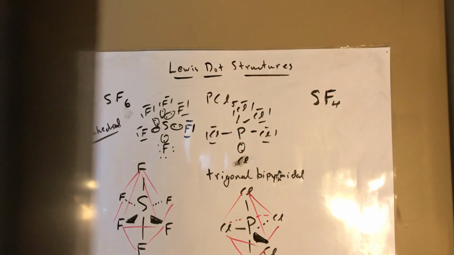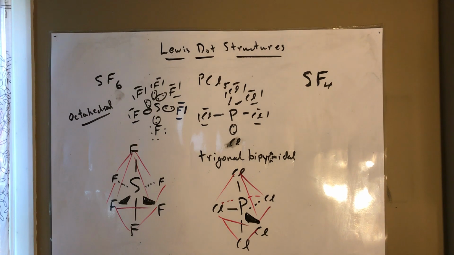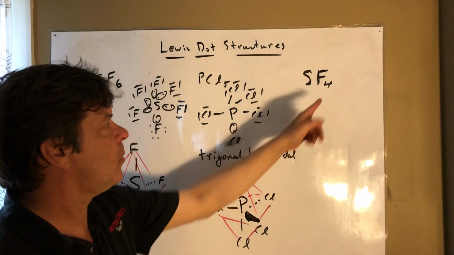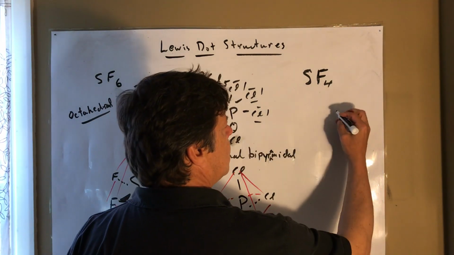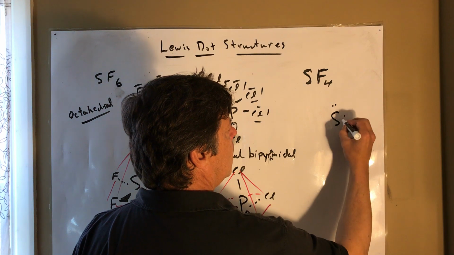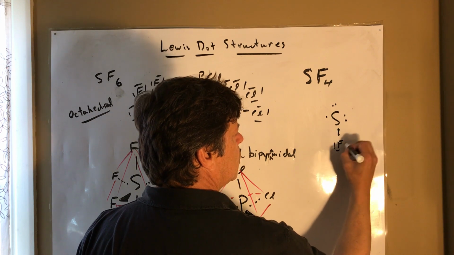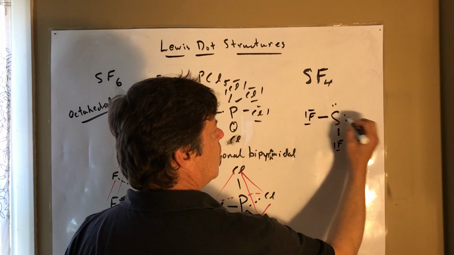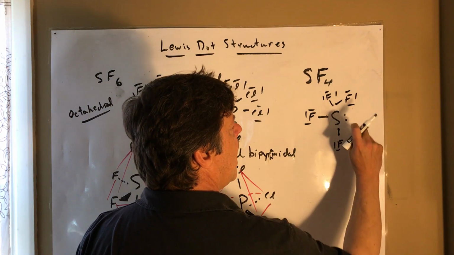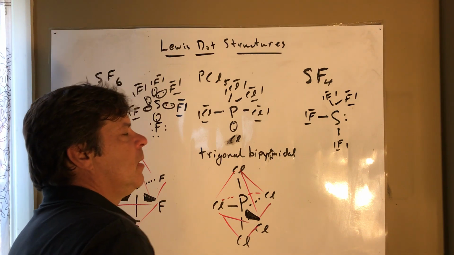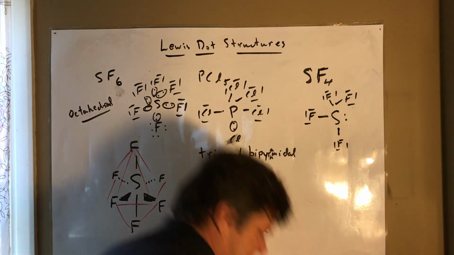Let me make sure I figure this out. All right. Let's look at sulfur tetrafluoride. So let's see what happens here. Sulfur. 1, 2, 3, 4, 5, 6. So we got, let's put a fluorine here. Fluorine here. Uh-oh. Okay, let's separate these. Look what happens. There's still a lone pair there. So, what is that?